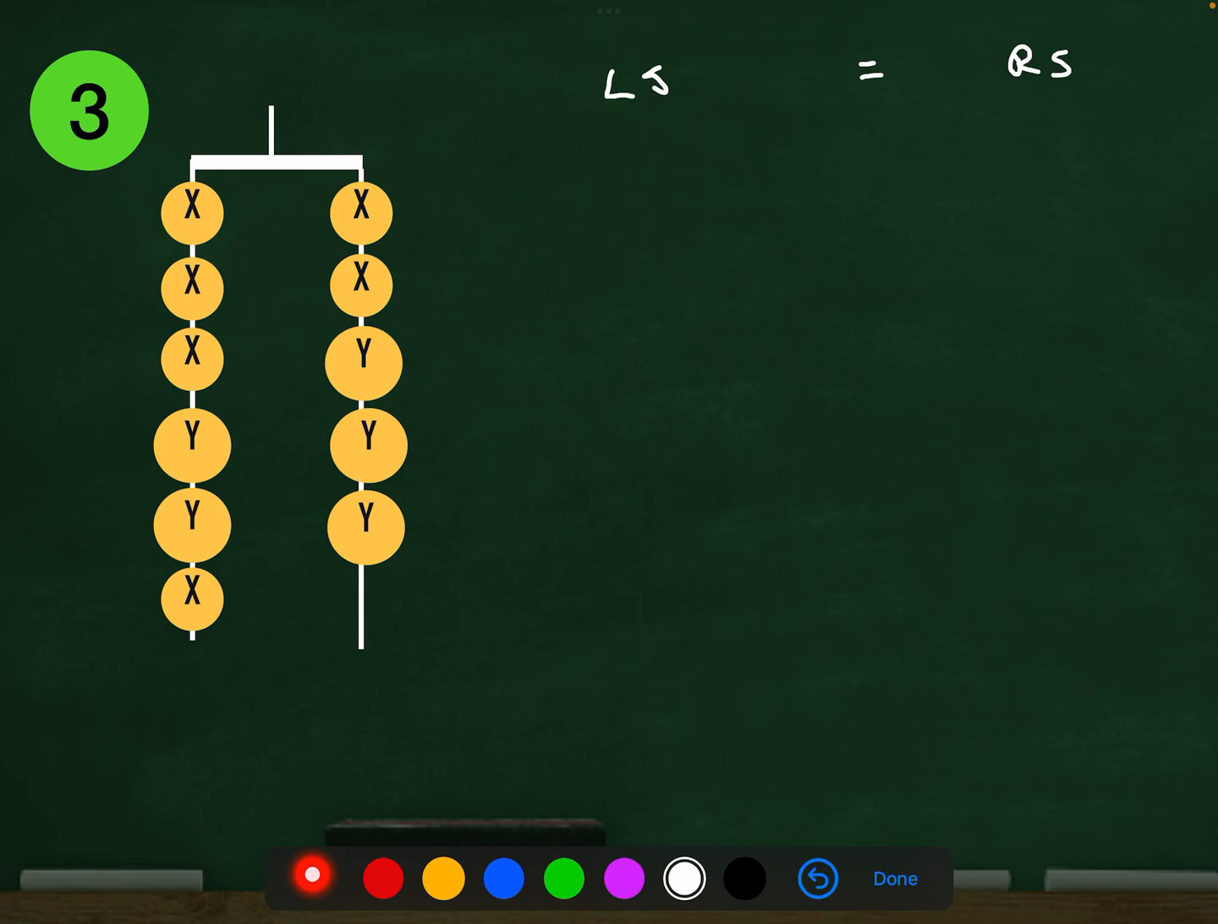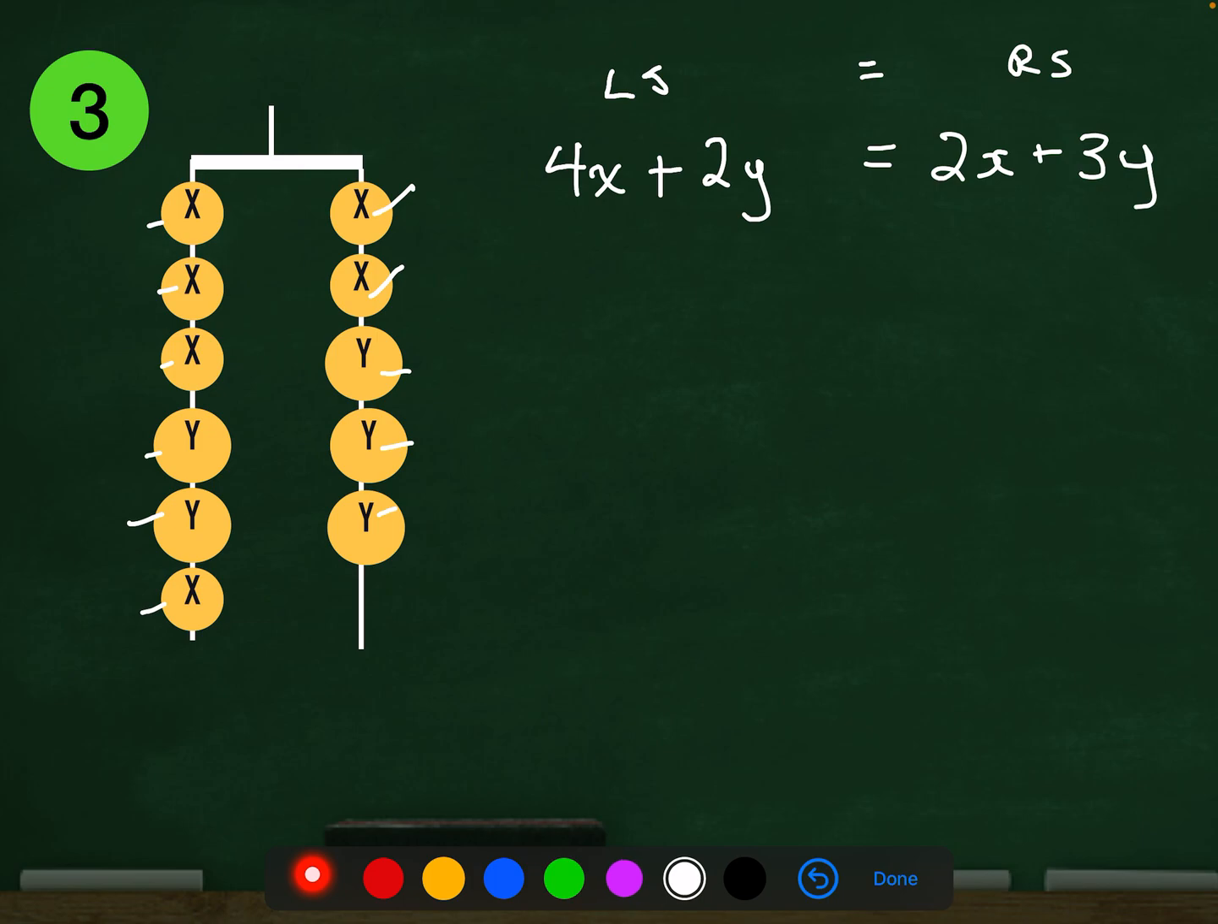On the left side, we've got x plus x plus x plus x. We've got 4 x's. And we've got 2 y's. On the right side, we've got 1, 2 x's. And 1, 2, 3 y's. So that means the left side weight is 4 times the weight of one of the x's, plus 2 times the weight of one of the y's. Similarly, the right side, 2 times the weight of an x, 3 times the weight of a y.